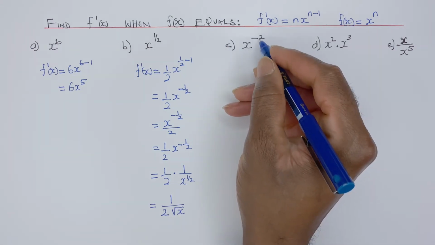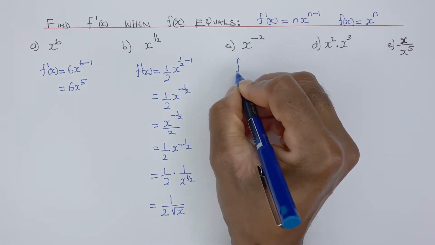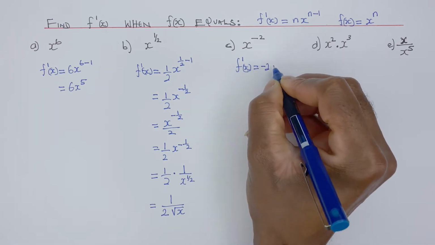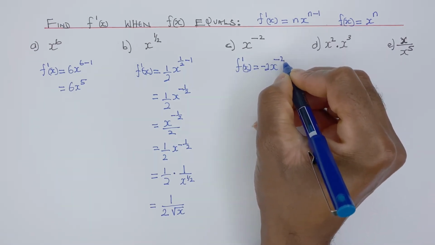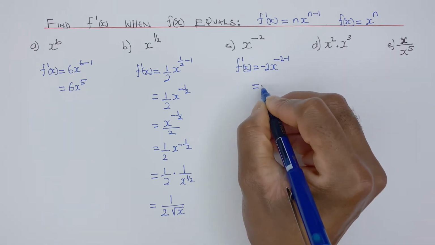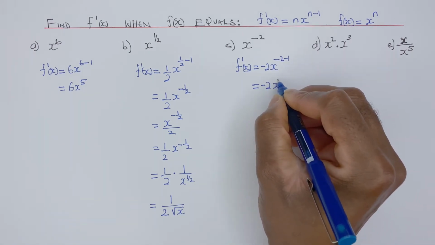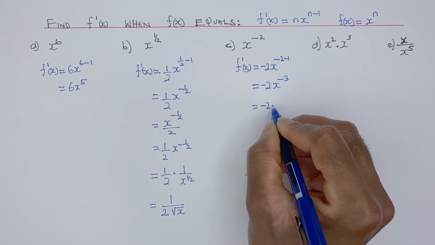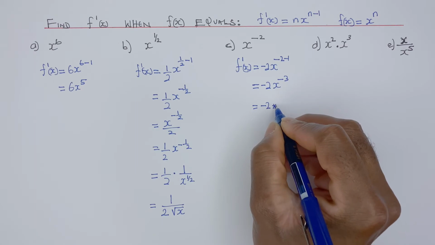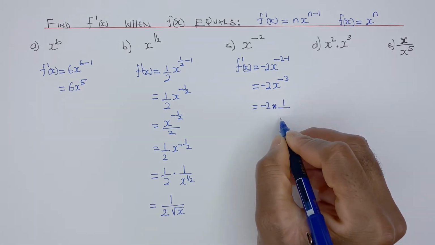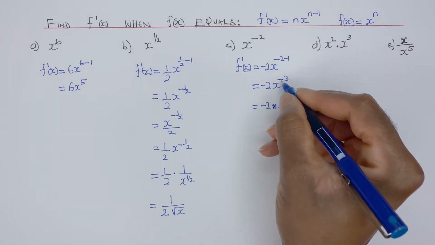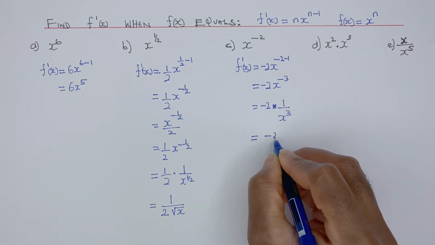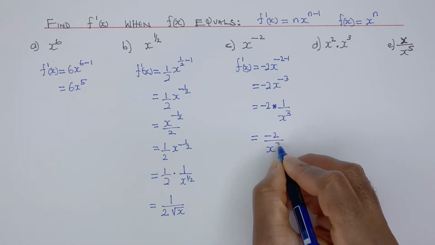x to the power minus 2. So f dash x will be minus 2 x to the power minus 2 minus 1. And that will be minus 2 x to the power minus 3. And that'll be minus 2 times, that's times by the way, 1 over x to the power of 3, because that's what that is in indices. And that will become minus 2 over x cubed.